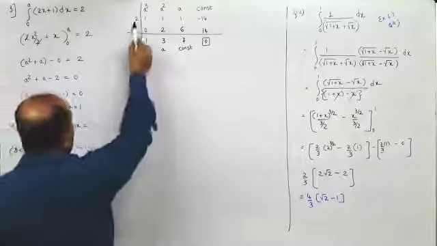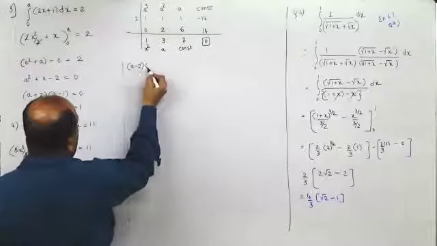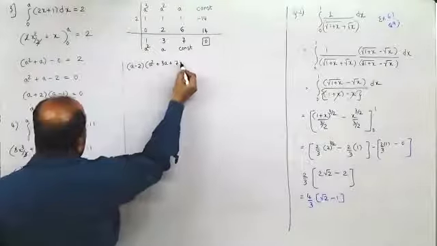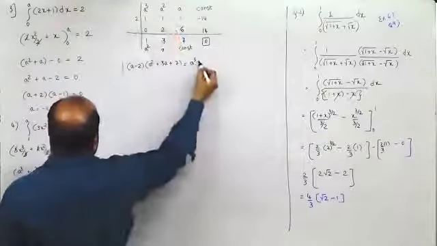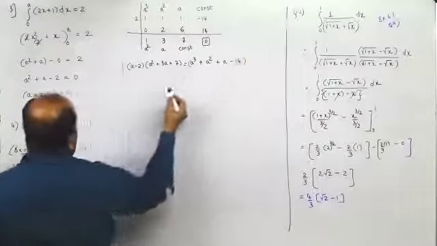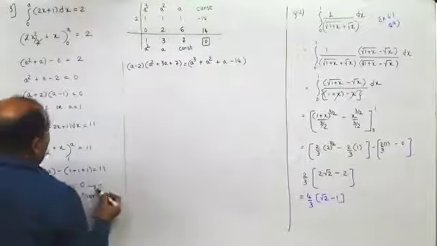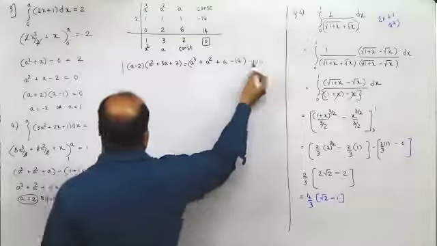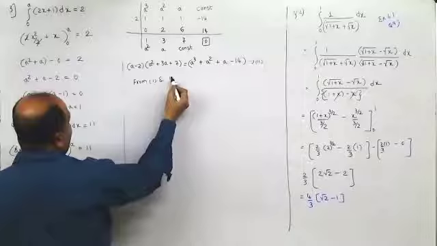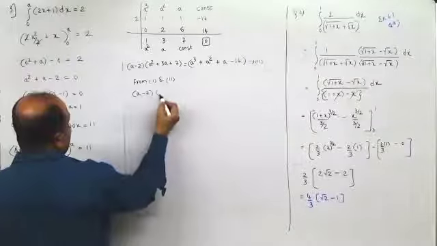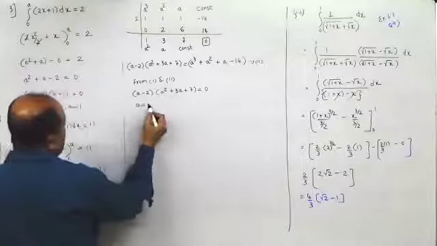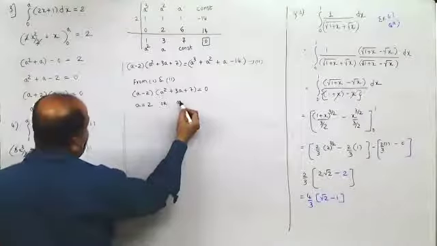Now, this would give you a minus 2 into a square plus 3a plus 7, which is equal to a cube plus a square plus a minus 14. Now, this is equal to 0. So from 1 and 2, I can say a minus 2 into a square plus 3a plus 7 is 0. Now, if you observe, a is 2 or a square plus 3a plus 7 is 0.